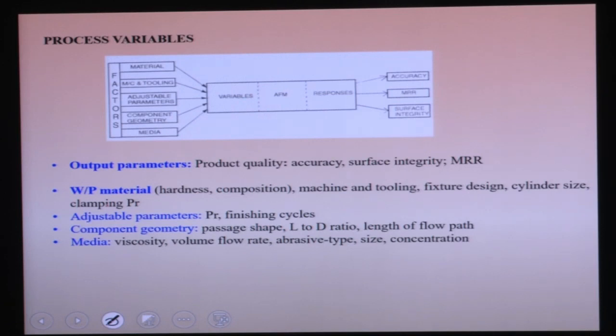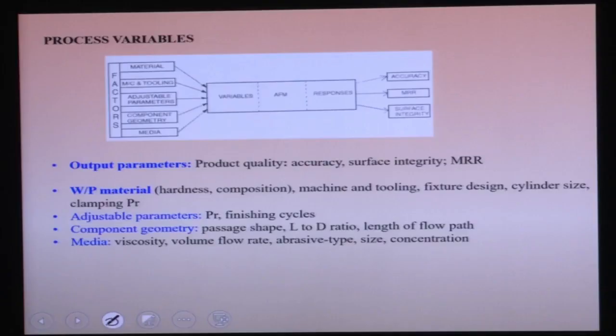Then adjustable parameters: you can control the pressure, so you can increase or decrease the pressure, and you can control the finishing cycles or finishing strokes. One cycle means from the top media cylinder to the bottom media cylinder, and then from the bottom media cylinder back to the top media cylinder. One stroke means from the top media cylinder to the bottom media cylinder. Okay, so two strokes make one cycle.